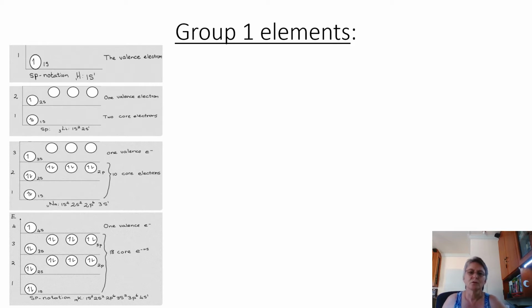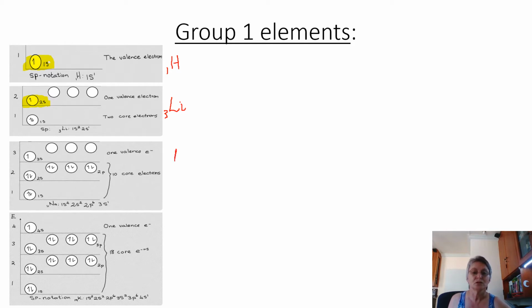So, in group 1, we've got hydrogen with its one electron in the 1s orbital. It is in period 1, that's why its electron is in the 1s orbital. We have lithium with its 3 electrons, and you'll notice that the valence electron is in the 2s orbital because the element is in period 2.